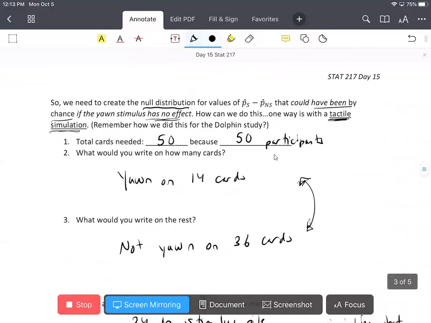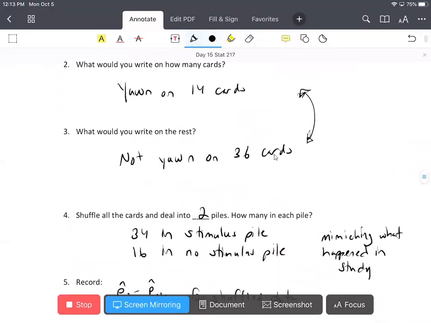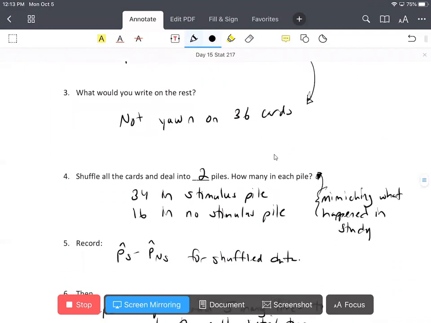All right, so there's the start. Then we're going to take those cards, shuffle them all together, and deal them into 2 piles. Now, how many are in each pile? You didn't have to write this, obviously, but what we're trying to do is mimic what happened in the study. We're trying here to generate a null distribution. In other words, these answers that we got came up randomly.